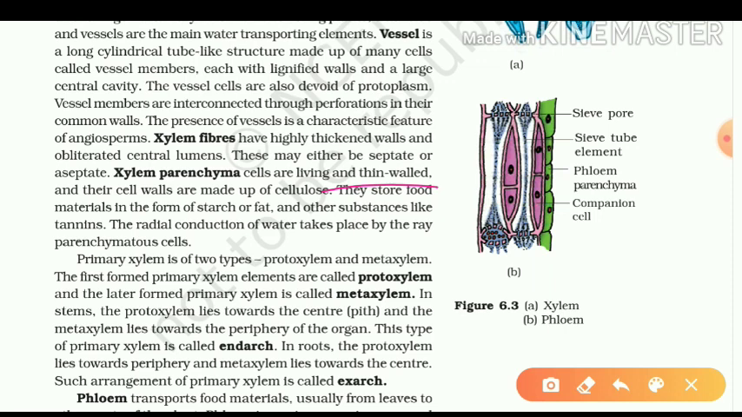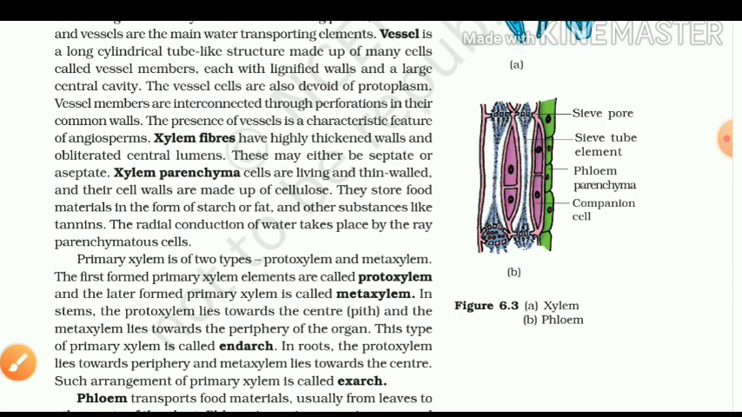So we have discussed the parenchyma topic. In that concept we discussed that parenchyma is made up of cellulose. Same here, xylem parenchyma is also made up of cellulose. Storage food materials are like starch and fat, and other substances like tannins. Radial conduction of water takes place through these parenchyma cells. So guys, this is all about xylem.